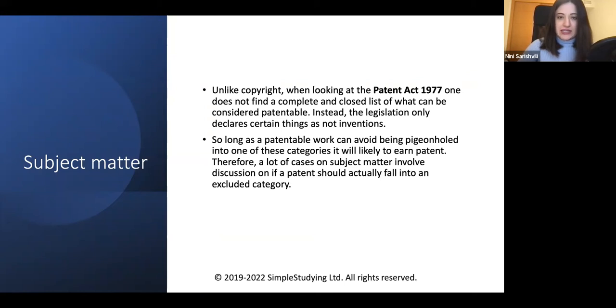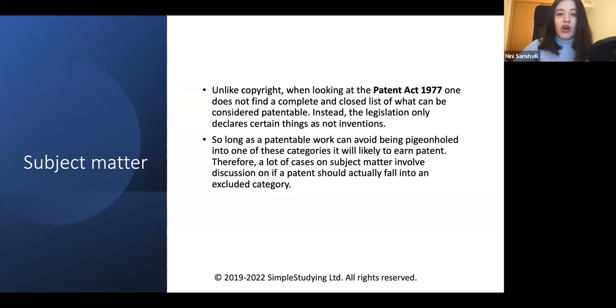Subject matter of patent. Unlike copyright, when we're looking at the Patents Act, one does not find a complete and closed list of what can be considered patentable. For copyright, we have a list of certain intellectual properties that can attract copyright protection, whereas for patents, it's not the same approach. We do not have a closed list of intellectual properties that are recognized to have a right to be patentable.